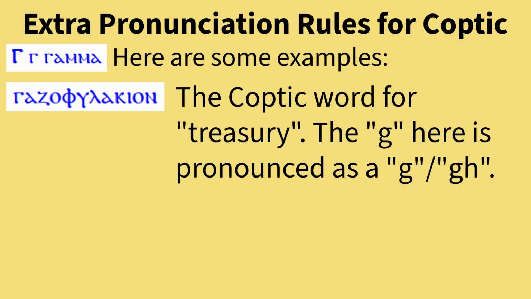We have gazobilakion. This is the Coptic word for treasury, which is obviously a borrowing from Greek. The G here is pronounced as a G, so it's a standard sort of G sound.